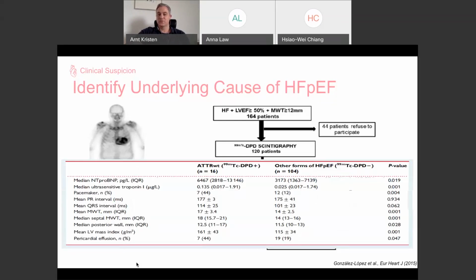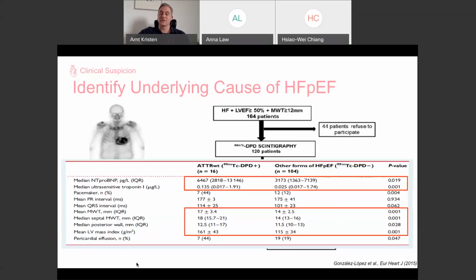And they do have a more severe hypertrophy with more marked hypertrophy of the septum, as well as the posterior wall by echocardiography. So these are potential indicators. HFpEF, heart failure with preserved ejection fraction, and aortic stenosis might be an indicator of, or you have to think about co-prevalence with ATTR-CM in these patients.